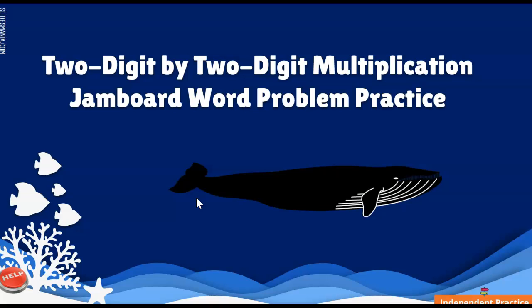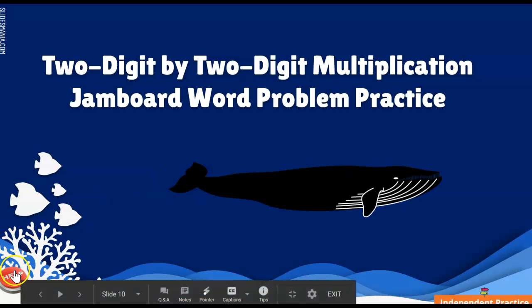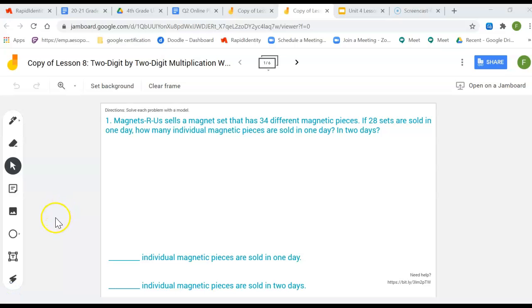All right. So on our next slide we've got more Jamboard word problem practice. Over here you've got the help button, and it's going to give you a short video showing you how to do the area model. And I'm going to bring up the Jamboard that you should be working on for your independent work.